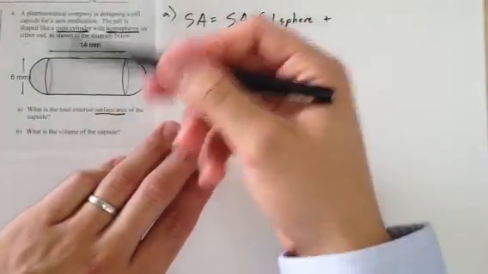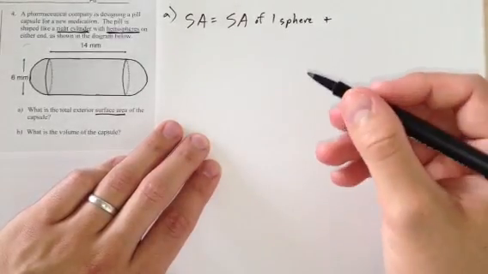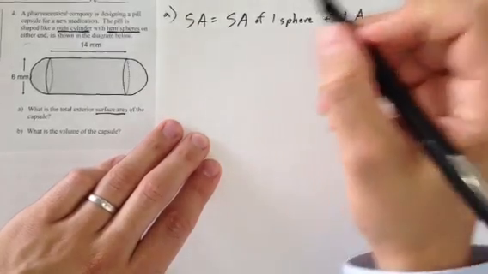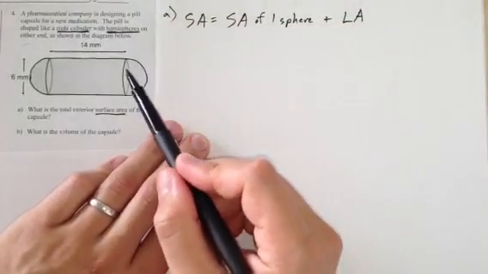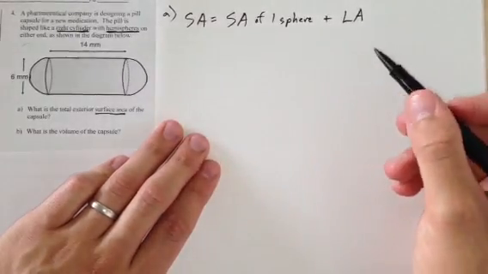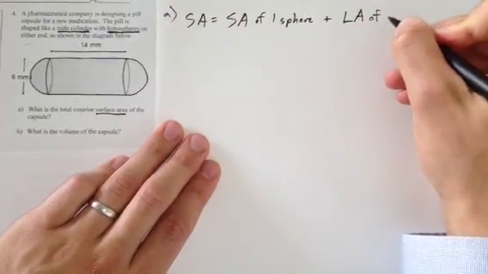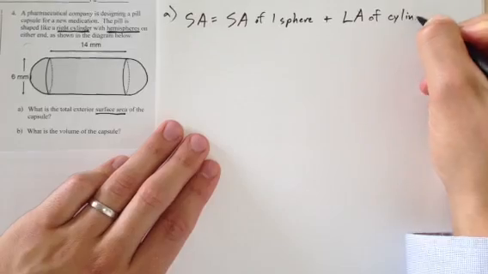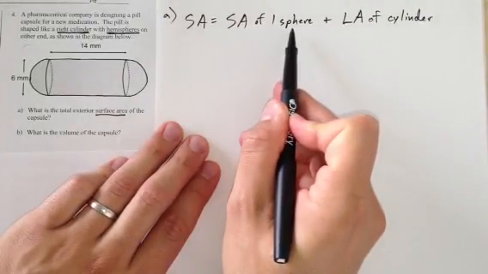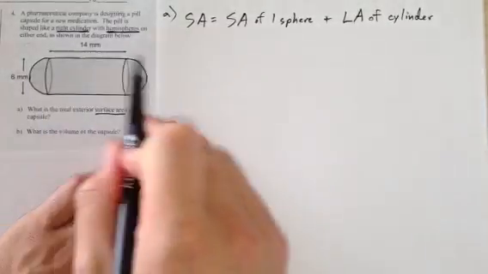And for the middle, it's going to be the cylinder. But is it the whole cylinder, or is it just the midsection of the cylinder? It's just the midsection, and that's what we call the lateral area. We don't want the entire surface area, because the bases of the cylinder, which are circles, are actually inside of the capsule, and we don't want to count that. We just want to count the lateral area. So I'm going to say the lateral area of cylinder. When we calculate the surface area of one sphere and add that to the lateral area of the cylinder, we're going to get the surface area of the entire capsule.